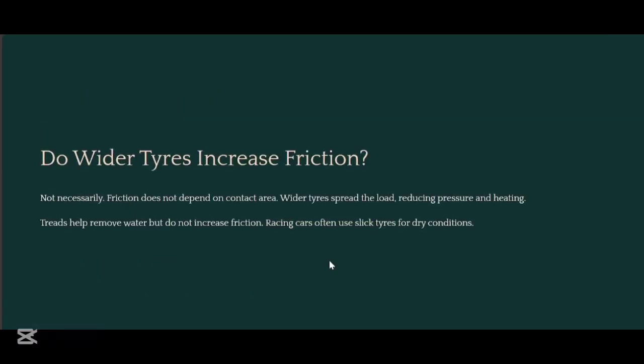Now, I have a question for you all. Do wider tires increase friction? The answer is not necessarily. Friction does not depend on contact area. Wider tires spread the load, reducing pressure and heating. Treads help remove the water, but they do not increase friction. Racing cars often use slick tires for dry conditions.